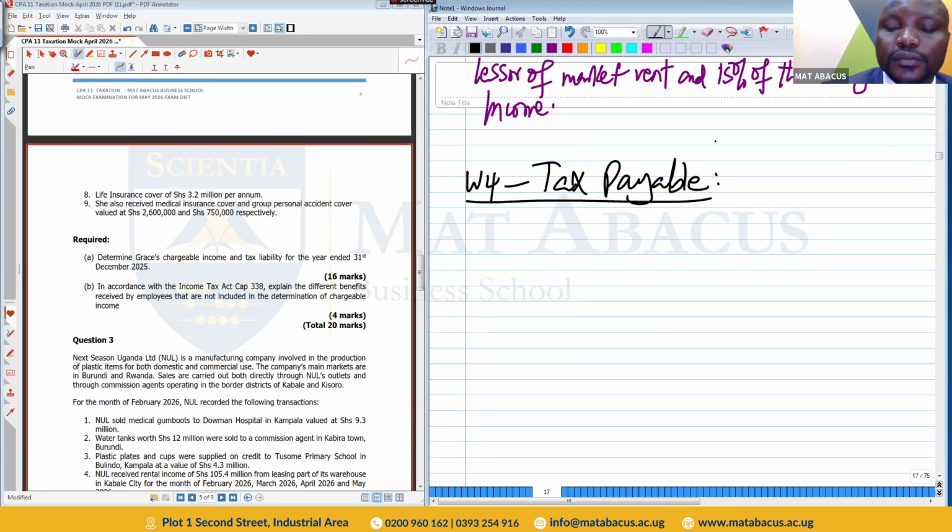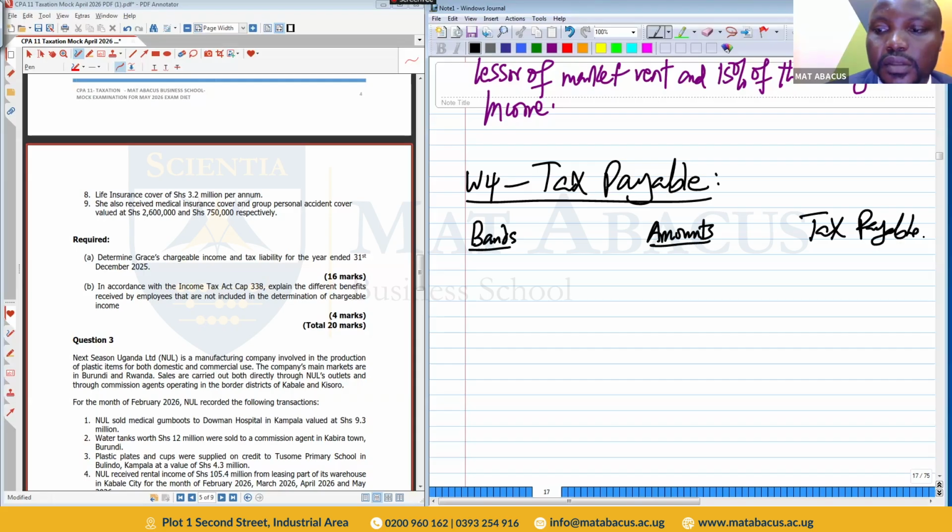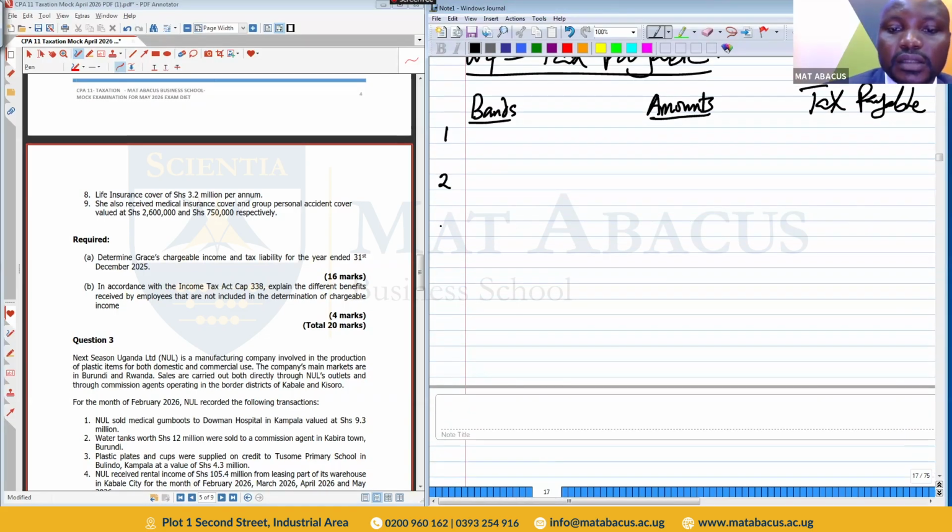The tax payable, we shall have the bands, and then the amounts, and then the tax payable. So the first band, the second band, the third band, the fourth and the fifth. So there are 5 bands. So the first band is from 0 to 820. Get this, you get the answer there.